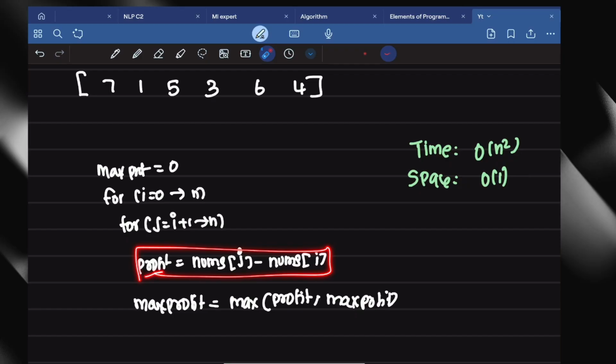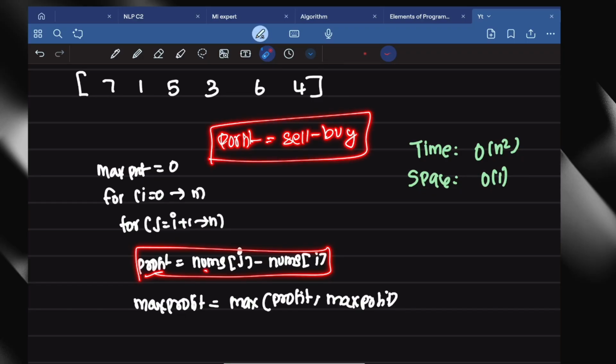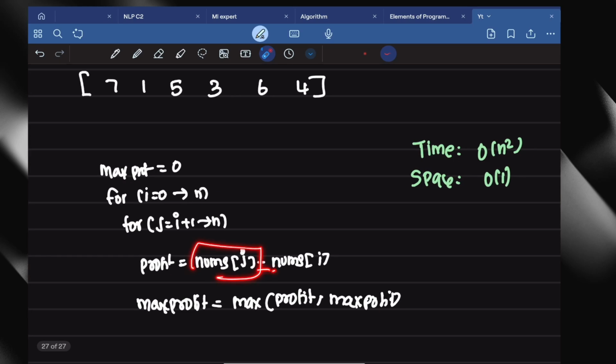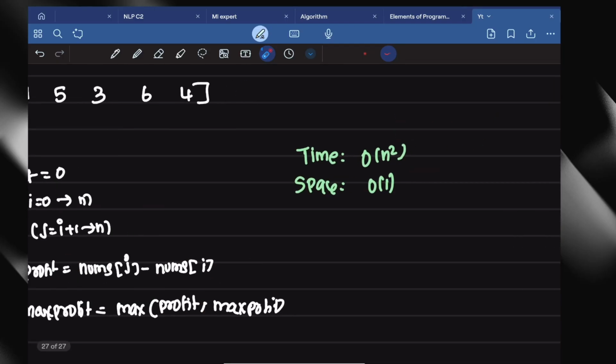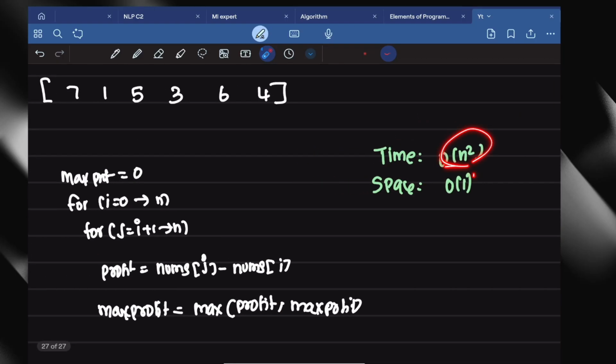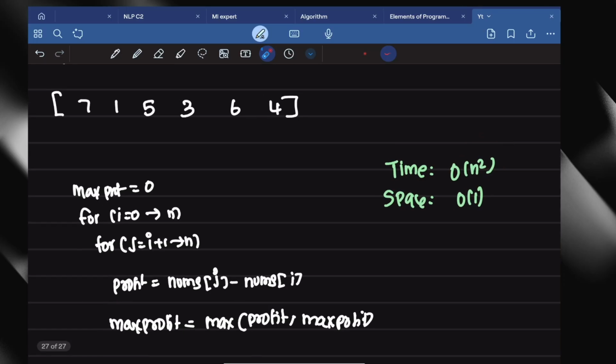Remember guys, the profit formula is selling minus buy. So profit is going to be nums of j minus nums of i. Initially i will be standing here, and the j pointer will keep on moving, and we'll compute the profit and compare it with the maximum profit: max of profit comma max profit. Whenever it's greater than the max profit, we'll update the result. The time complexity is obviously O of n square and the space complexity is O of 1. I hope you understand this brute force solution. It's very simple, and I don't need to put more time into it.